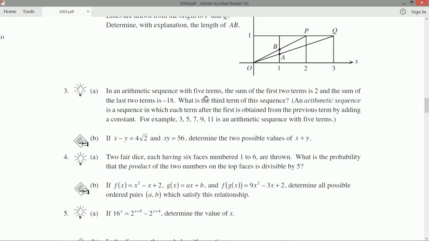In an arithmetic sequence with 5 terms, the sum of the first 2 terms is 2, and the sum of the last 2 terms is negative 18. What is the third term of this sequence?